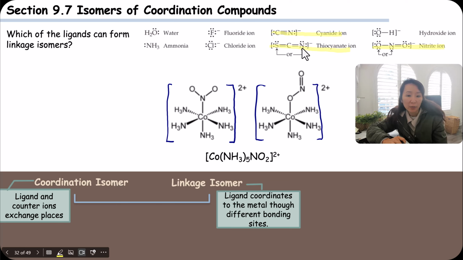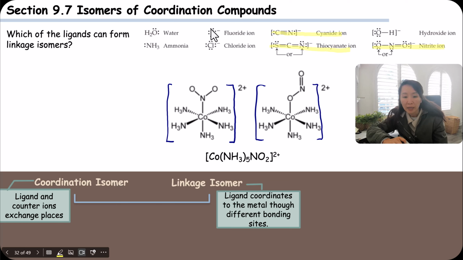Now, why not the other ones? Well, if I were to look at water, you might say, can I attach through oxygen and the hydrogen? The answer is no. In order for it to be a ligand, it must have the ability to donate an electron pair. So here the oxygen has a lone pair that can be donated, but hydrogen does not. Ammonia, the N is the only one that could donate electrons.